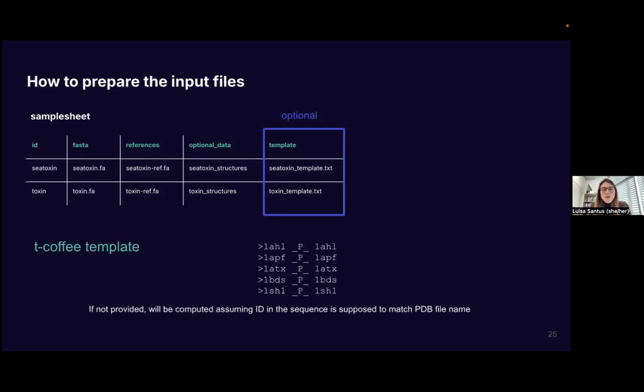And finally, we have the template. We call it template because it is the T-Coffee template. It's currently used only by T-Coffee, which is a tool that we provide within the pipeline. It is literally a mapping between the IDs that you have within your FASTA file and the PDB structures that you have provided. In case you do not provide this template and you want to use T-Coffee, it will be automatically generated for you, under the assumption that the ID within your FASTA file has the same name as the PDB name. Otherwise, we have no way to map them. But you can provide other mappings in case you had different namings.